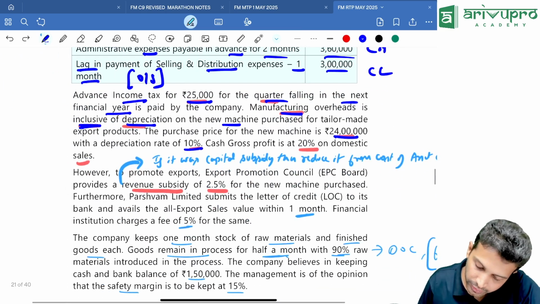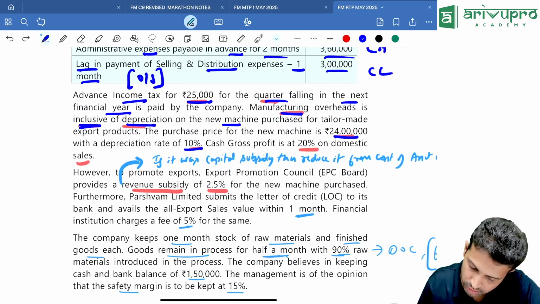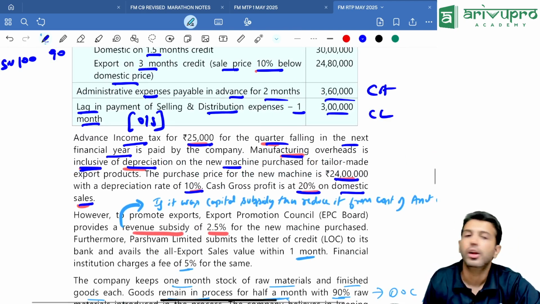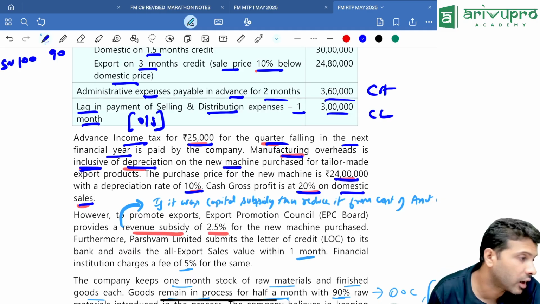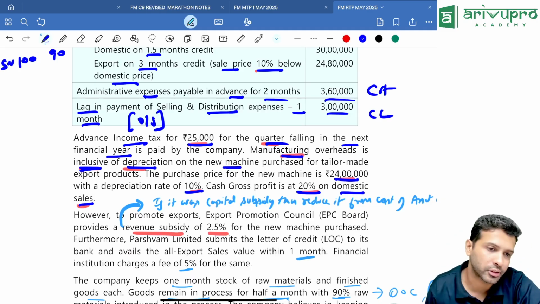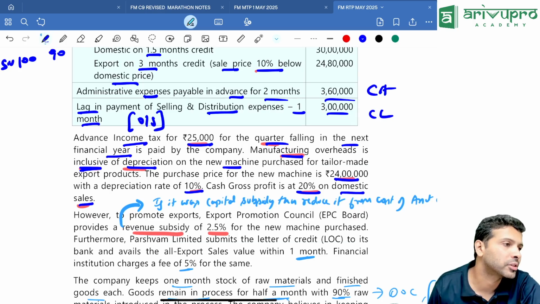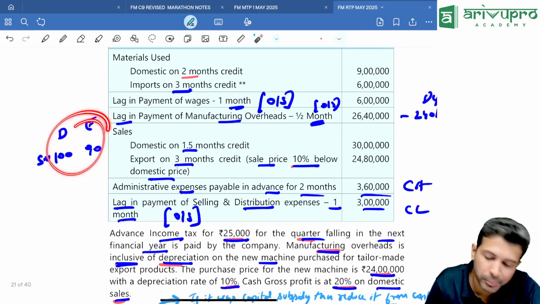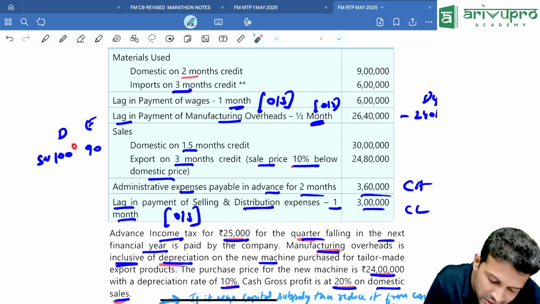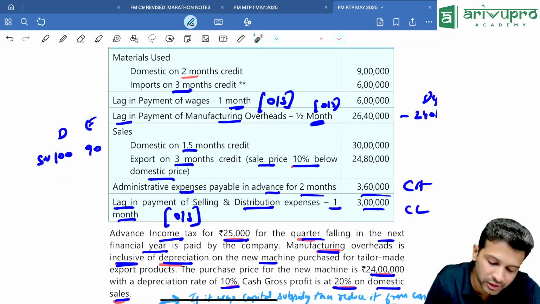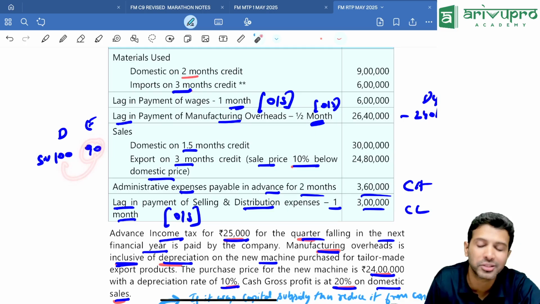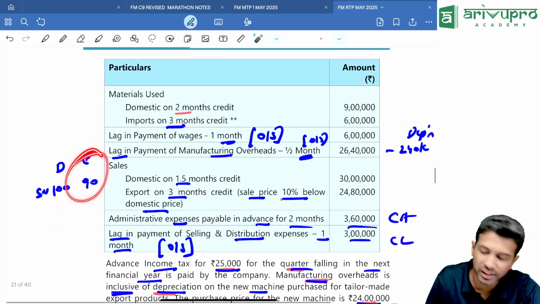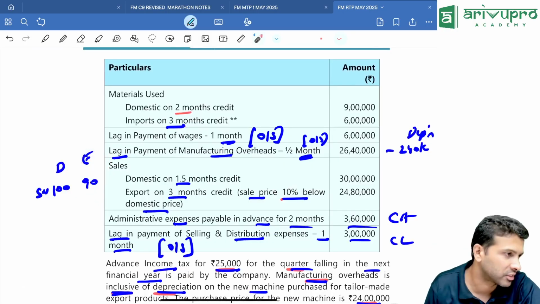Carrying on. Next, here. Cash gross profit is 20% on domestic sale. Domestic sale GP percentage is 20%. Sir, import also, will it have same GP percentage? No. Because domestic and export selling price are not the same. If you're selling the product domestically at 100, you will sell it for export at 10% lesser. That means will export have same GP or lesser percentage? Lesser.